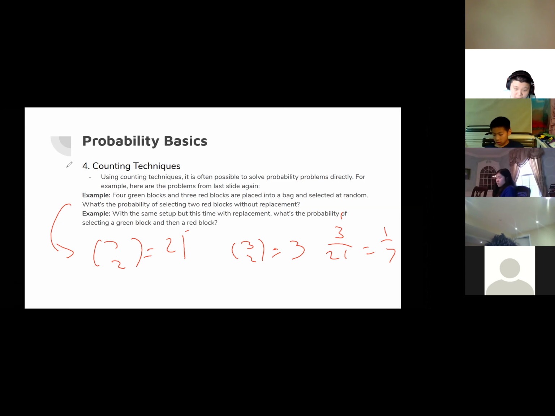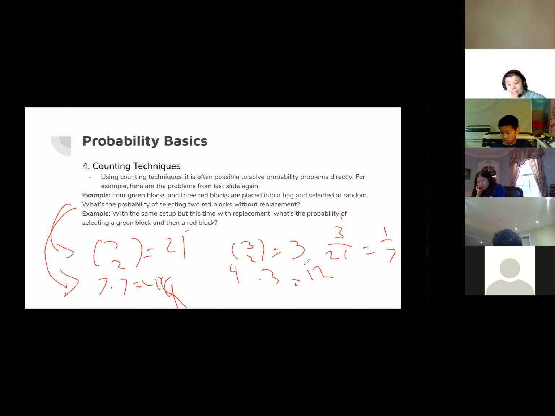So for this one, the number of ways you have to choose two blocks in general with replacement is just going to be 7 times 7 equals 49, which is 7 squared. And choosing a green block and then a red block, you have 4 choose 1 ways to choose a green block. You have 3 choose 1 ways to choose a red block. And you multiply them, you get 12. 12 divided by 49. And you get that again.